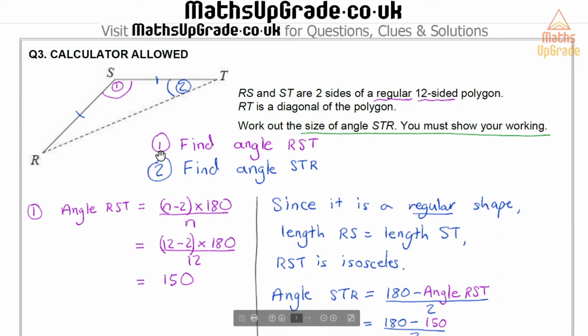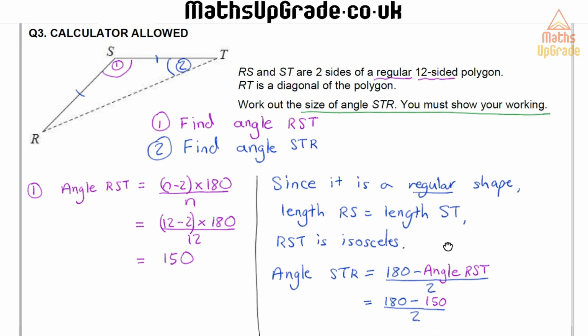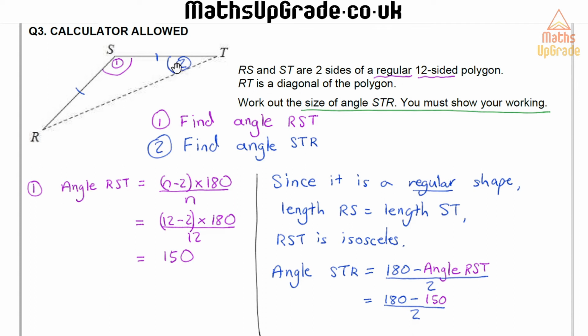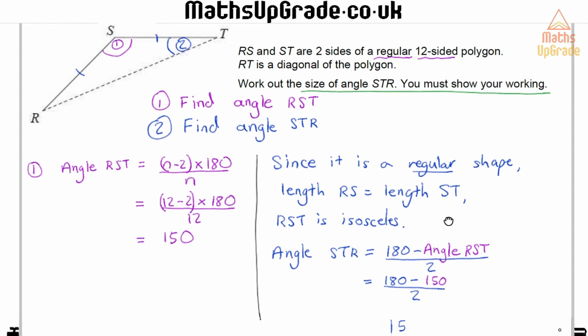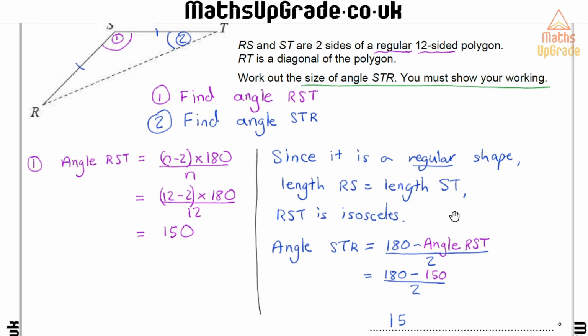Now, since it's a regular shape, this is an isosceles triangle. That means this side here is equal to that side there, so there's a line of symmetry down here, and this angle is equal to this angle. To find angle STR, which I've labeled number 2, I subtract angle 1 from the sum of angles in a triangle: 180 take away 150, and then divide by 2, because the remainder is the sum of these two equal angles. That gives 15. So the answer is 15 degrees.